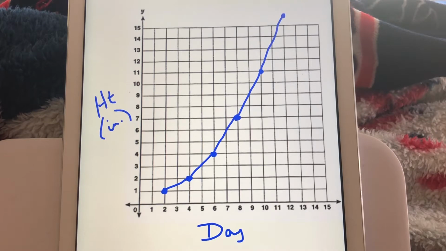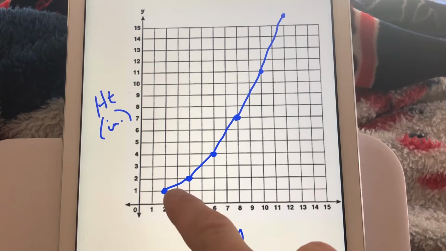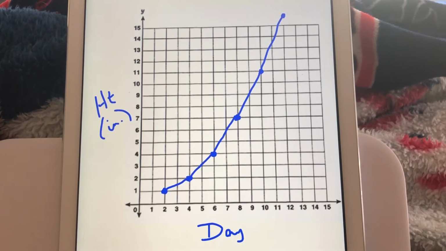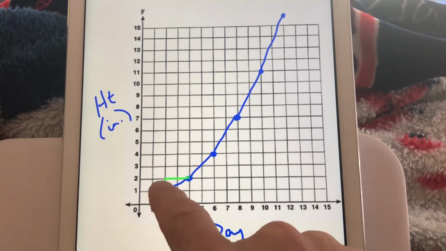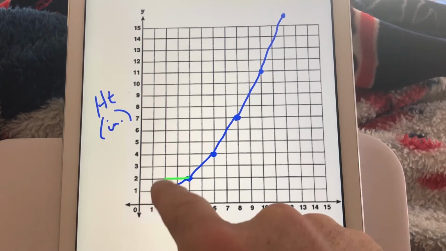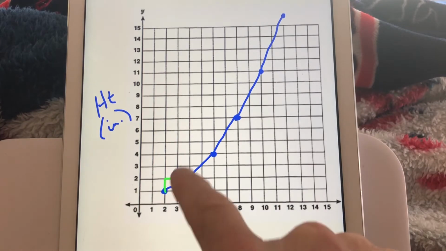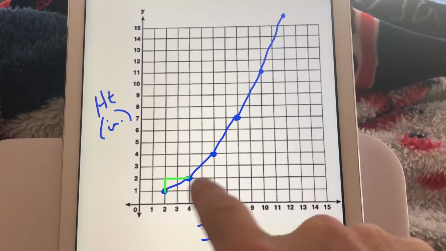All right, now then, from day 2 to day 4, the plant grew 1 inch, from 1 inch to 2 inches in height, okay? So what we're going to do is draw a little triangle there to kind of connect those 2 points, all right? Now, remember, the rate of change is the change in the dependent variable, or this vertical change here, over the horizontal change, okay?